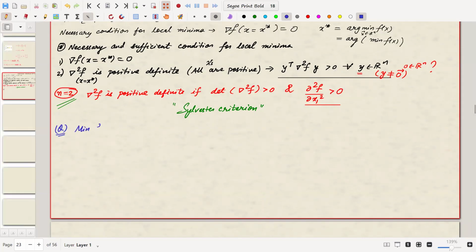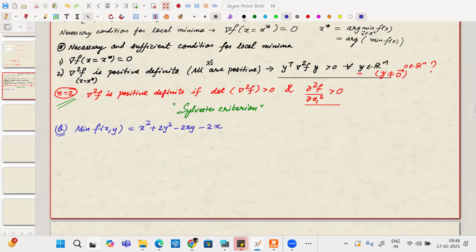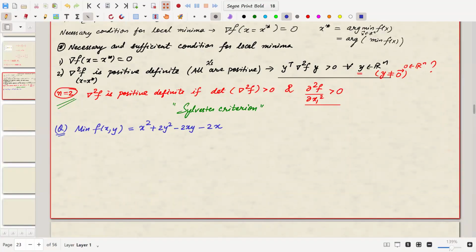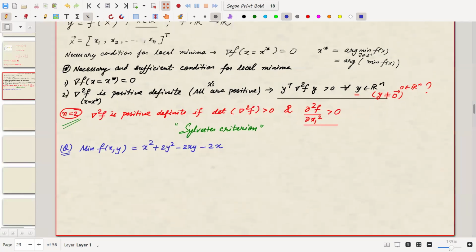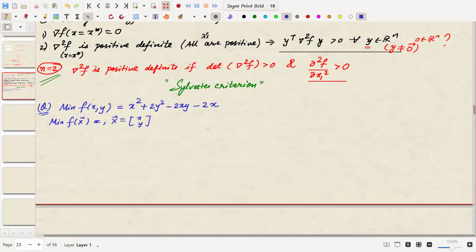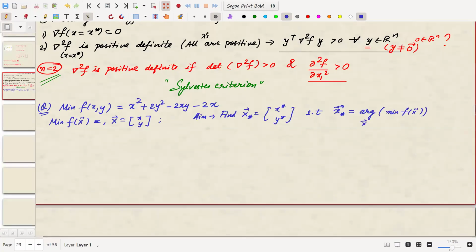Take this function. We want to minimize f of x comma y. It's a 2-dimensional function, that is x square plus 2y square minus 2xy minus 2x. Suppose we want to minimize this. The ideal way is to solve minimize f of x, where the x vector is the column vector (x, y). Our aim is to find the x star vector, equal to (x star, y star), which is the argument where the function is minimized, arg min of f of x in R2.